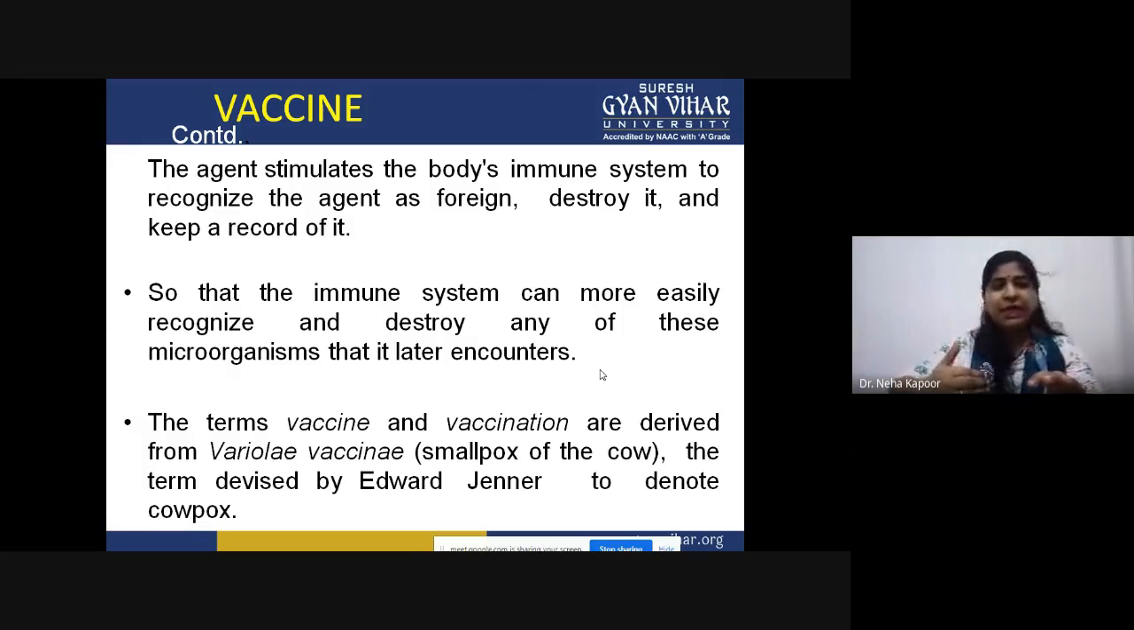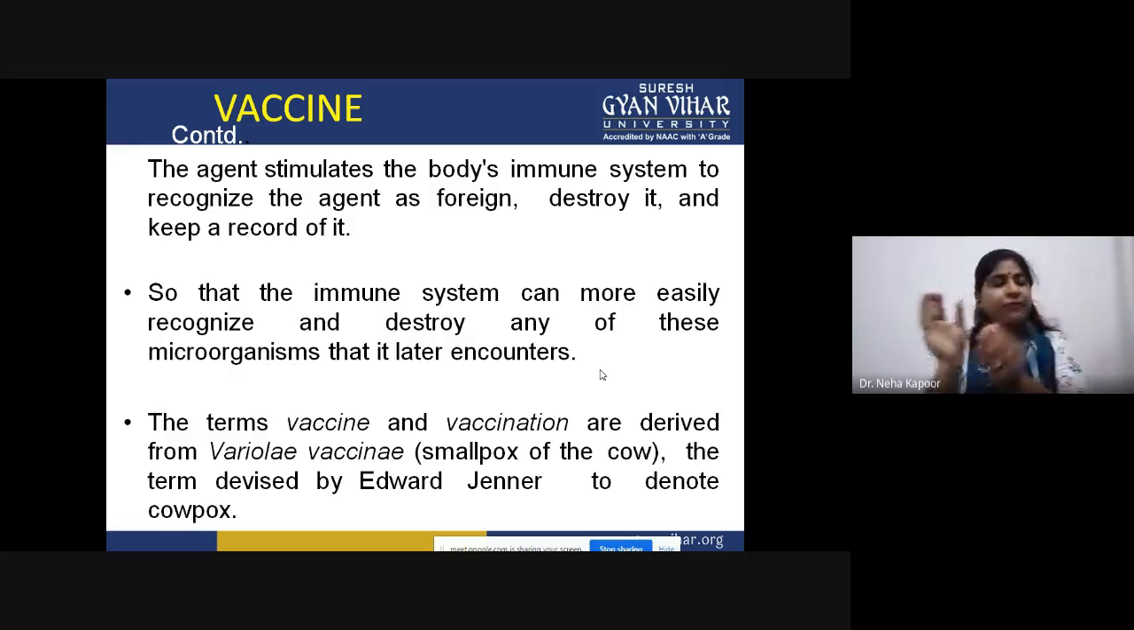Then after recognizing that material as non-self, our innate immunity, adaptive immunity, all of our immune cells come into charge and destroy that very agent, and will also store a memory. That means they will keep a record of it, so that in case a future encounter happens, we shall be prepared for it. In case of a secondary encounter, the immune system can more easily recognize and destroy any of these microorganisms that it later encounters.